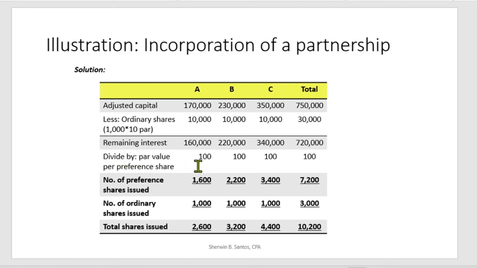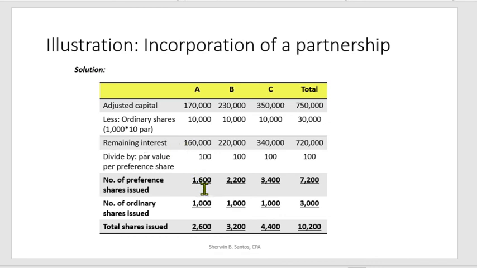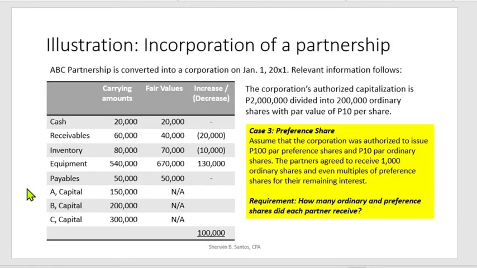Divide mo ito sa par value per preference share. So, kung babalikan mo ang sabi doon, ang par value ng preference share ay 100. So, 160,000 divided by 100 is 1,600. So, ibig sabihin, yan ang preference shares na dapat i-issue kay A. 220 divided by 100, 2,200 shares naman para kay B at 3,400 para kay C. So, yun lang ang concept dyan. Ang tinatanong kasi for this case is the total. How many ordinary and preference share did each receive?